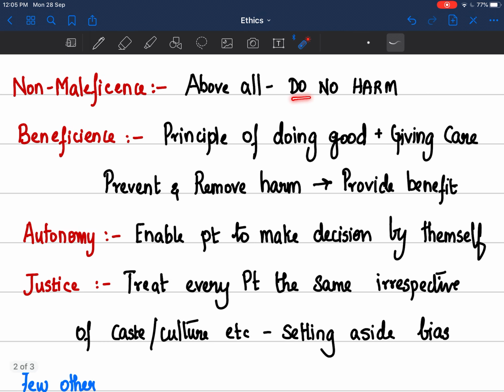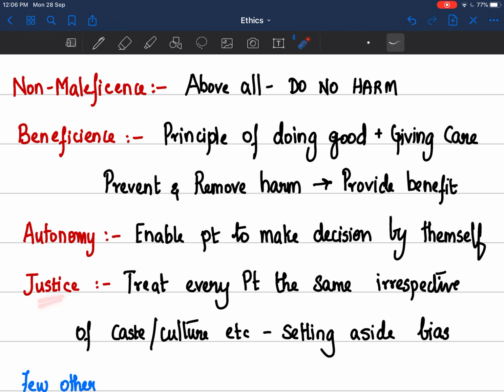Non-maleficence is do no harm. Even if you cannot help the patient anyway, do not harm them. Beneficence is you giving them the benefit by doing something or preventing harm. Autonomy is giving the patient the ability to make the decision for themselves. How do you do that? You give them the options of treatment or investigations and let them decide on their own after proper information is given by you.